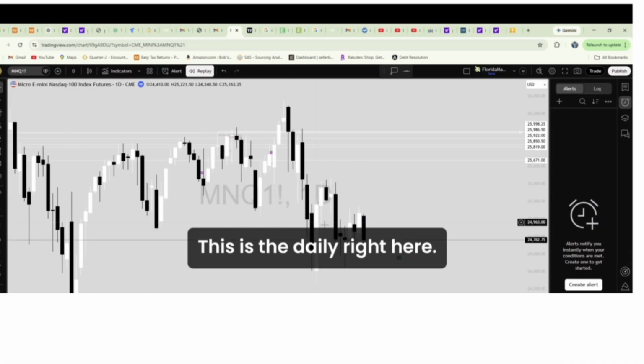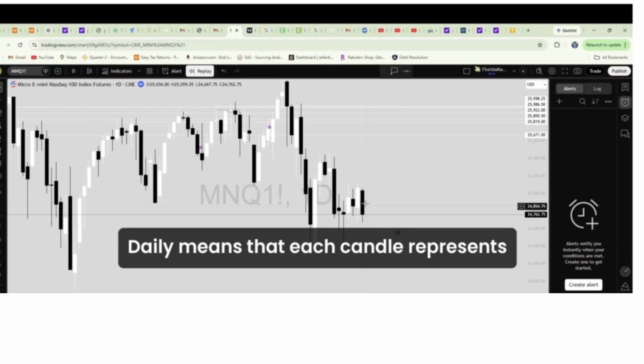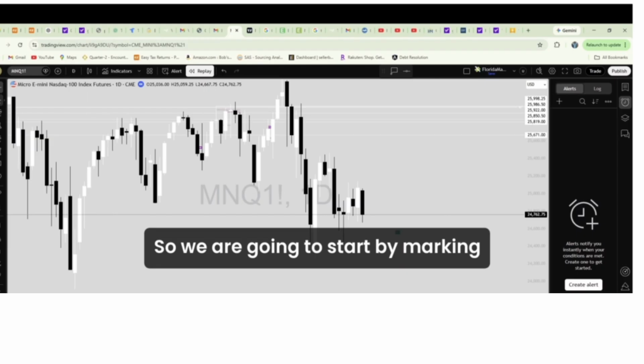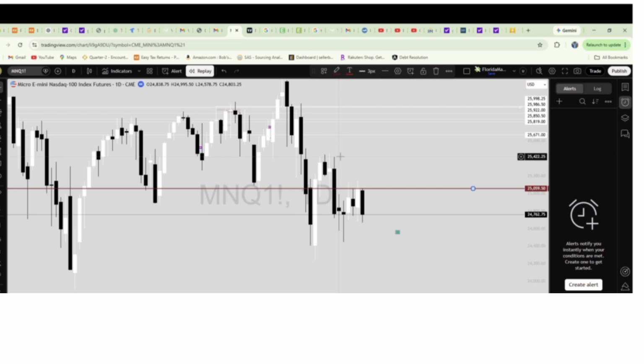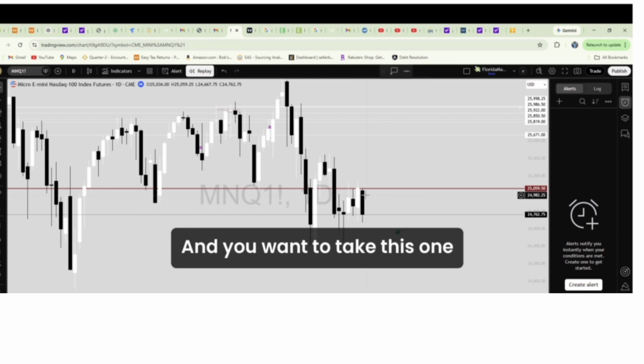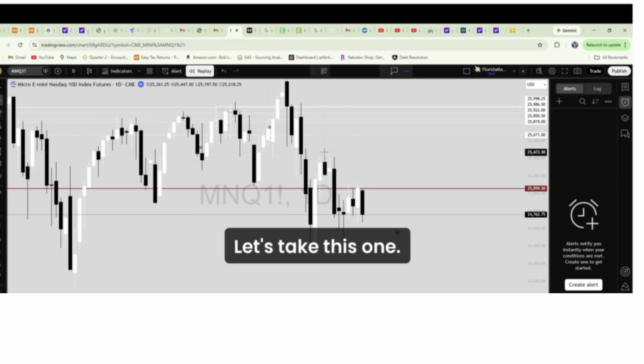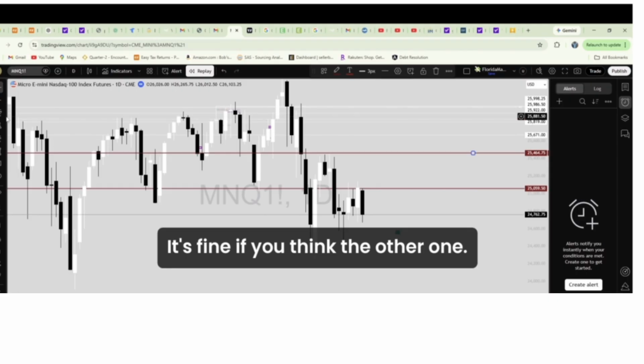This is the daily right here. Daily means that each candle represents price action in a day. So we're going to start by marking current day high, previous day high. I didn't want to take this one because it's very close to the next one. Let's take this one. It's fine if we take the other one.